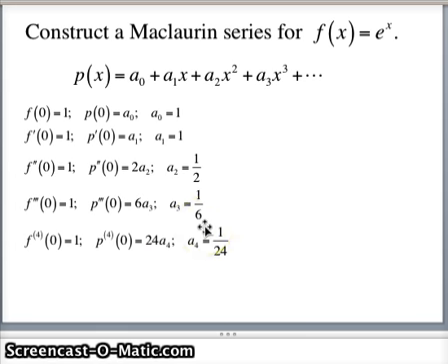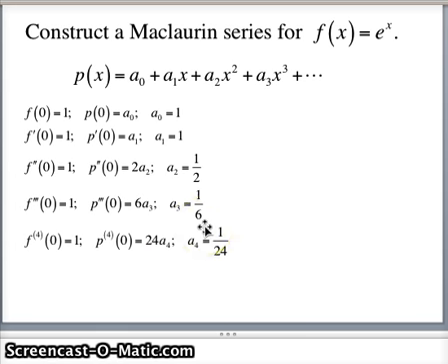So our pattern is established. It's x to the k over k factorial: x to the 0 over 0 factorial, plus x to the 1 over 1 factorial, plus x to the 2 over 2 factorial, etc. Once we're here, our next strategy is to find the interval of convergence. So what does that mean? For which values of x does this converge?